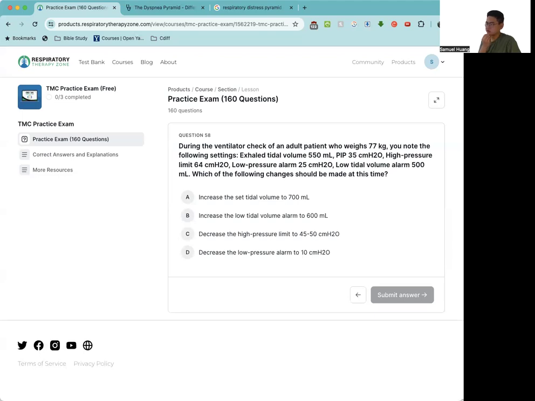We don't know if the ventilator is pressure controlled or volume controlled, so we don't know what we're watching for. But for pressure alarms, yes, you probably want less than 40. I would probably decrease the high pressure alarm. Low pressure alarm, whatever. It would help us if we knew if this was volume control or pressure control, or PRVC. Increase the low tidal volume alarm to 600.